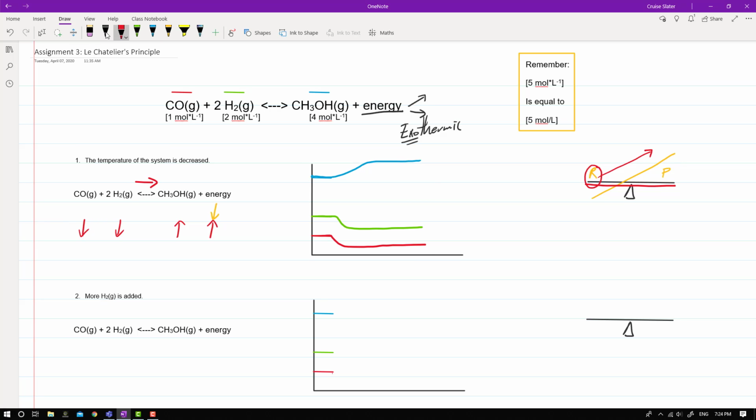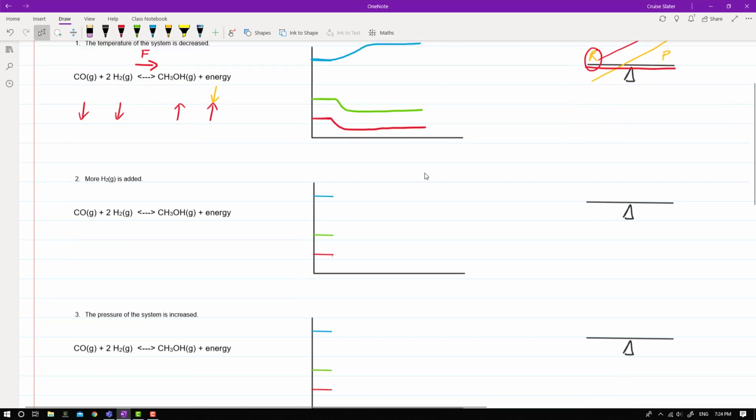So by decreasing the temperature of the system, we shift our reaction to the right, the forward reaction. I'll just put a big F there for forward. Let's look at the next one.